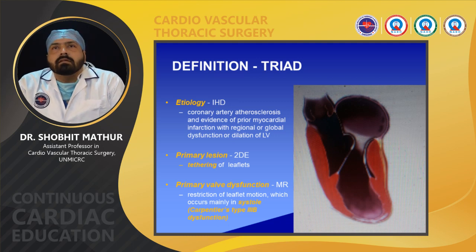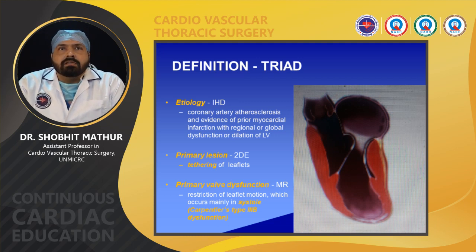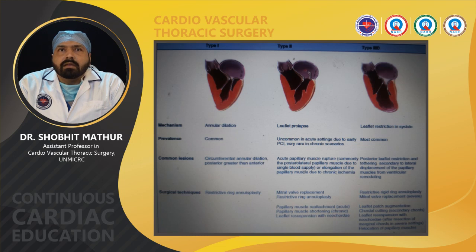So let's go through the definition once again. The etiology has to be ischemic heart disease. The primary lesion has to be tethering of the leaflets, or shortening of the leaflets, or traction on the leaflets. And the valve dysfunction causing mitral regurgitation is due to restriction of leaflet motion. The tethering will cause restriction of leaflet motion mainly in systole, Carpenter's type 3B dysfunction. So let's quickly go through Carpenter's classification, type 1, type 2 and type 3. I'll be covering this classification very briefly.